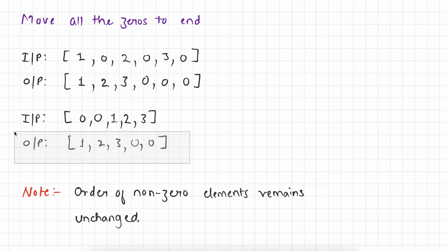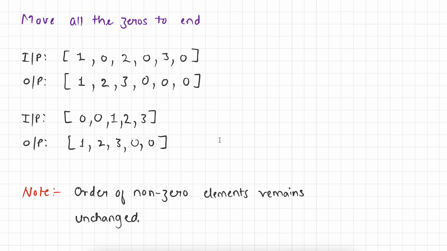Now let's see the next example. In this example, we have 5 elements: 0, 0, 1, 2, 3. After moving all the zeros to the end, we have the output as 1, 2, 3, 0, 0. In this output, you can see that we have never disturbed the order of the non-zero elements. Here it is 1, 2, 3, and in the output also we have 1, 2, 3. So keep in mind that you do not have to change the order of non-zero elements. You have to keep the order of non-zero elements as it is, as given in the input array. I hope now you have a good understanding of this problem.